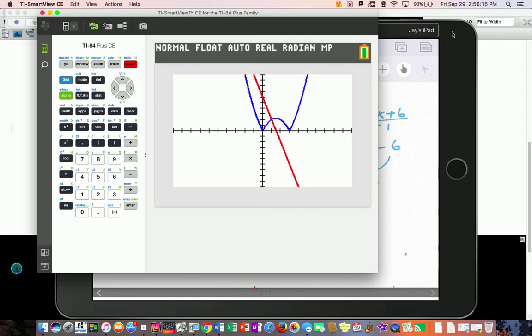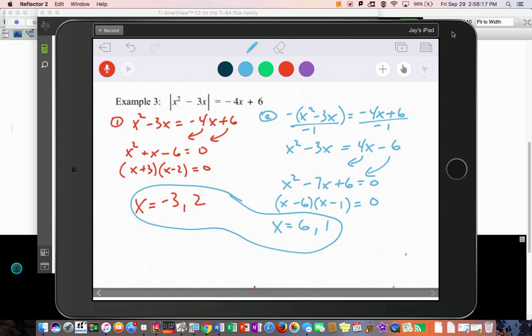So going back here, if I plug it in, let's start with -3. -3 squared is 9. 3 times -3 is -3, and so I end up with 18.